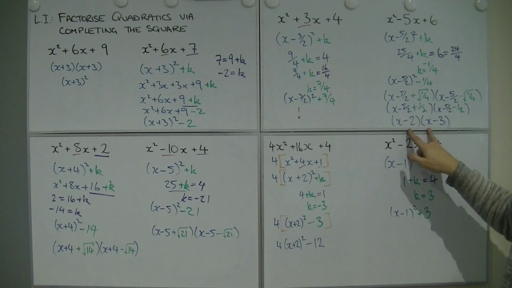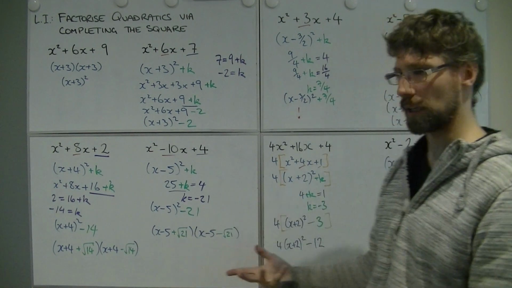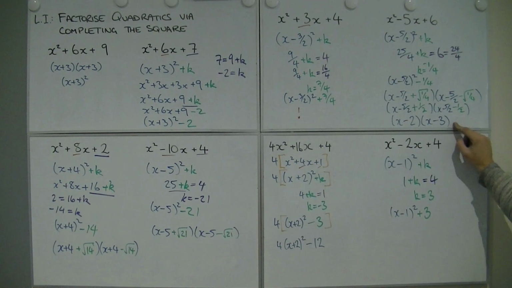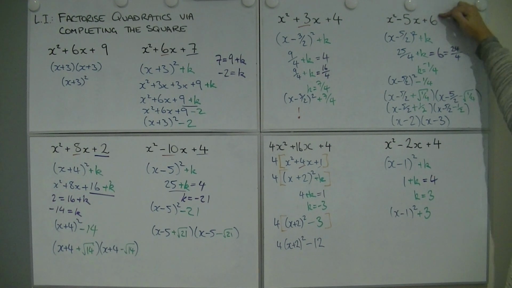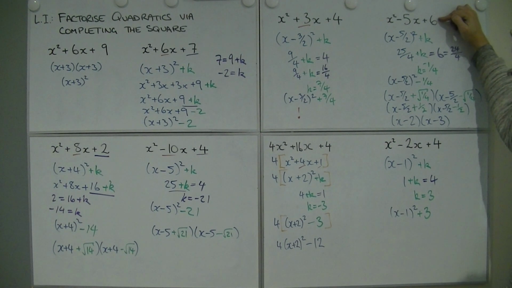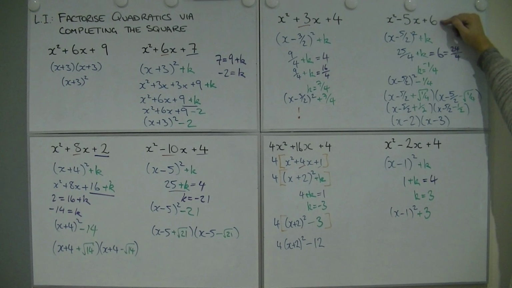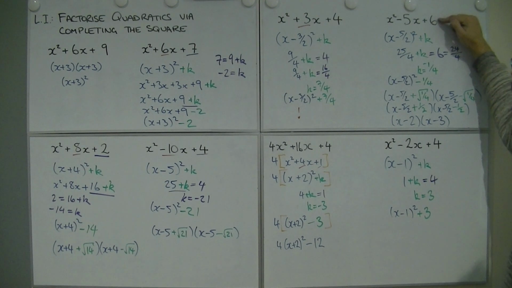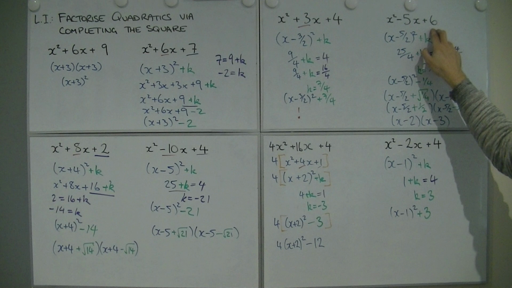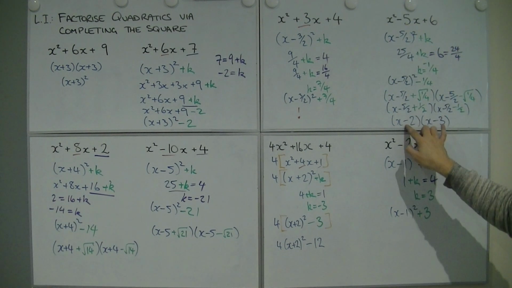Oh, that's weird. This one ended up nice and neat. All these other ones ended up with really ugly stuff. So why did that happen? Well, if we look back at this, we didn't go down our list. We had nothing to factor in common, but then we could have done this by recognition. Two things that times to 6 and add to negative 5: negative 2, negative 3.